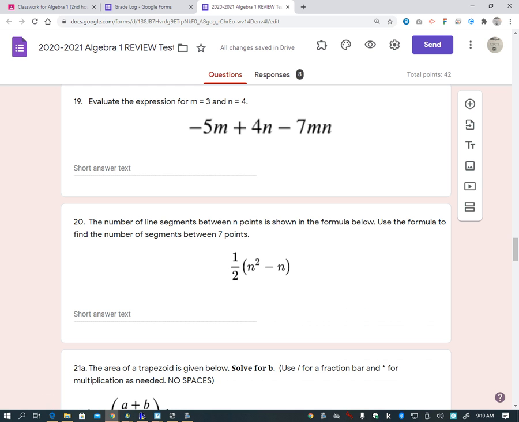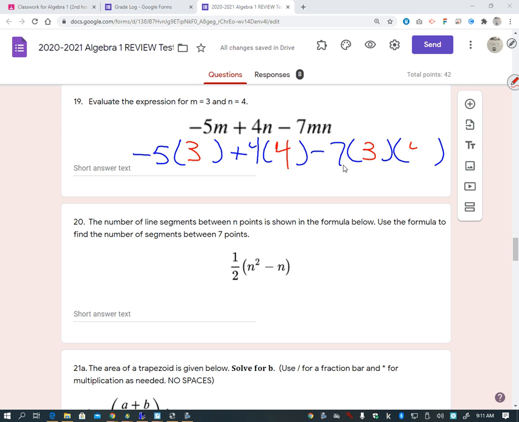Okay. Let's see. We want to evaluate the expression for m equals 3 and n equals 4. What do I do? Substitute variables. All right, so I'm writing negative 5, but if I substitute in, what should I do every time? Parentheses for the m, parentheses for the n, separate parentheses for m and n. Okay? Now, for m, I'm putting in negative 3, and for n, 4. What do I do from here?